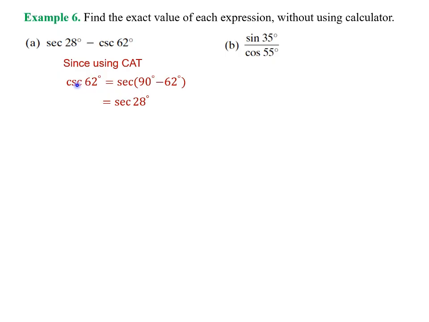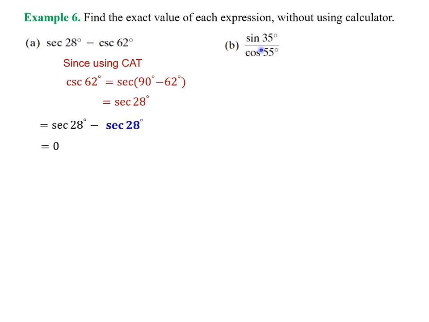So meaning the value of cosecant 62 degrees is equal to the value of secant 28 degrees. So you will just replace it with secant 28 in the second term. So that's it. Secant 28 minus secant 28 is equal to 0. So it's easy. Now for letter B.